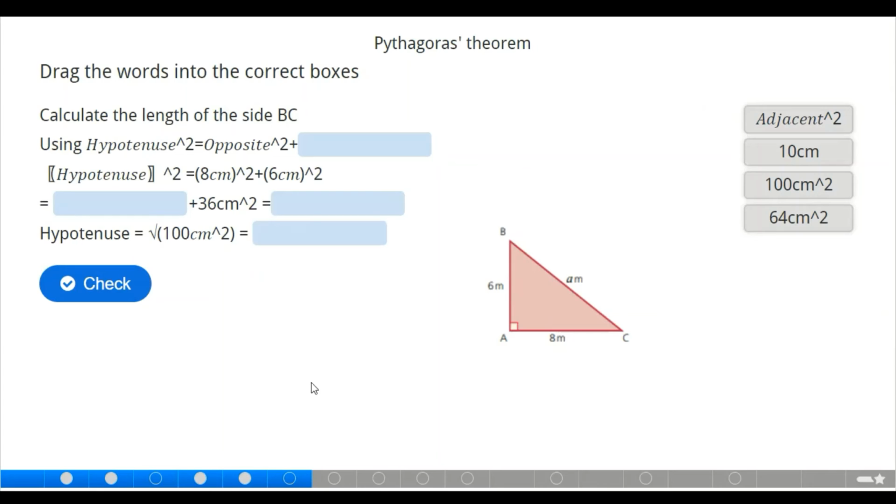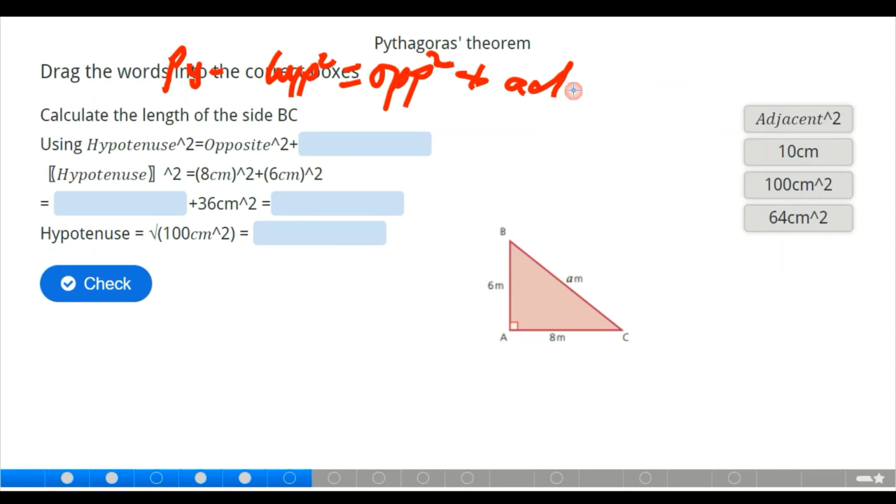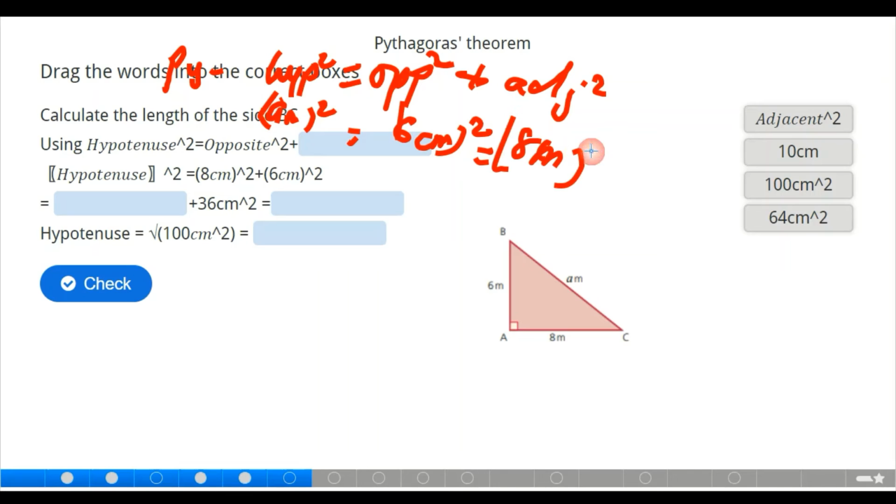Okay, now let's use that rule to solve this given problem. Now if we have that, Pythagoras theorem says that we have hypotenuse square, I'm shortening it, equals opposite square plus adjacent square. Now from this angle, our hypotenuse is a centimeter, so we have a square, and the opposite is 6 centimeter square, and the adjacent is 8 centimeter square. So we have plus in between here.